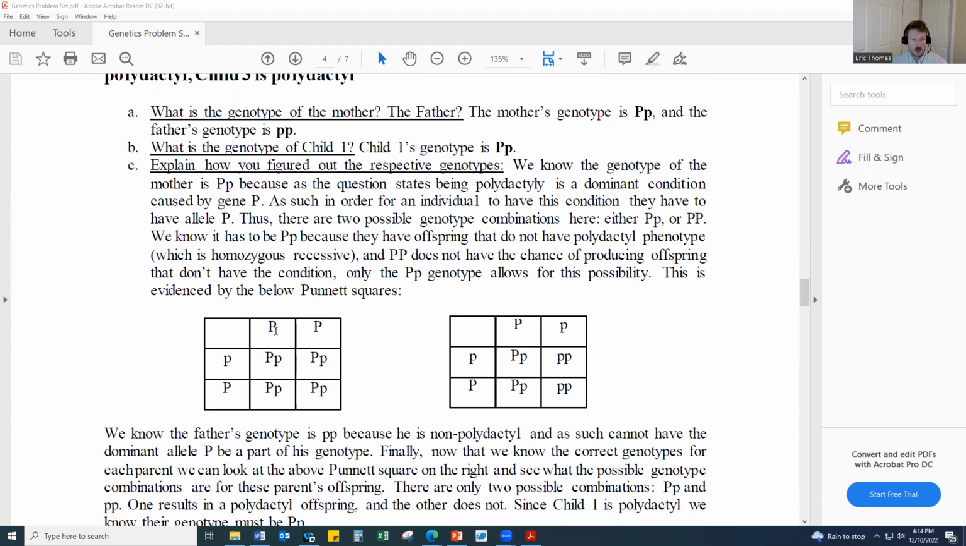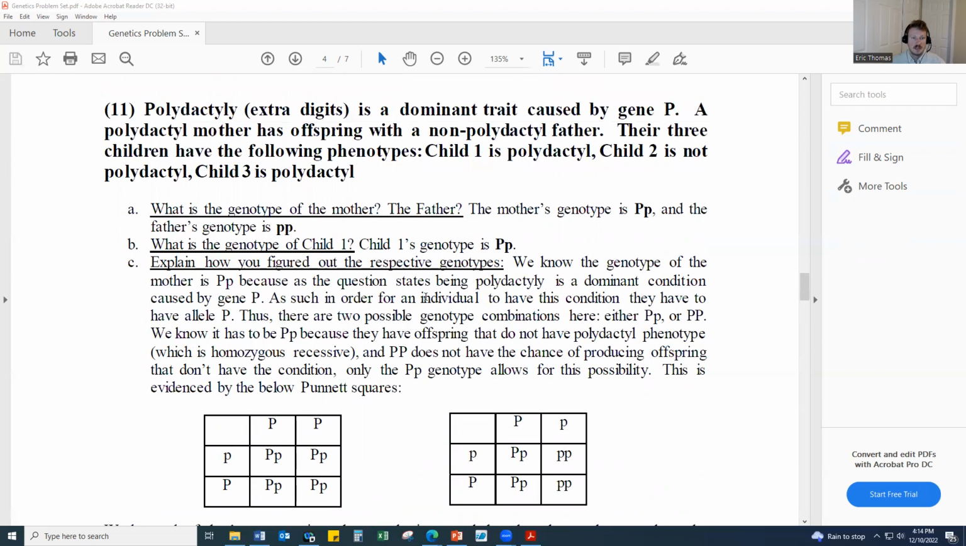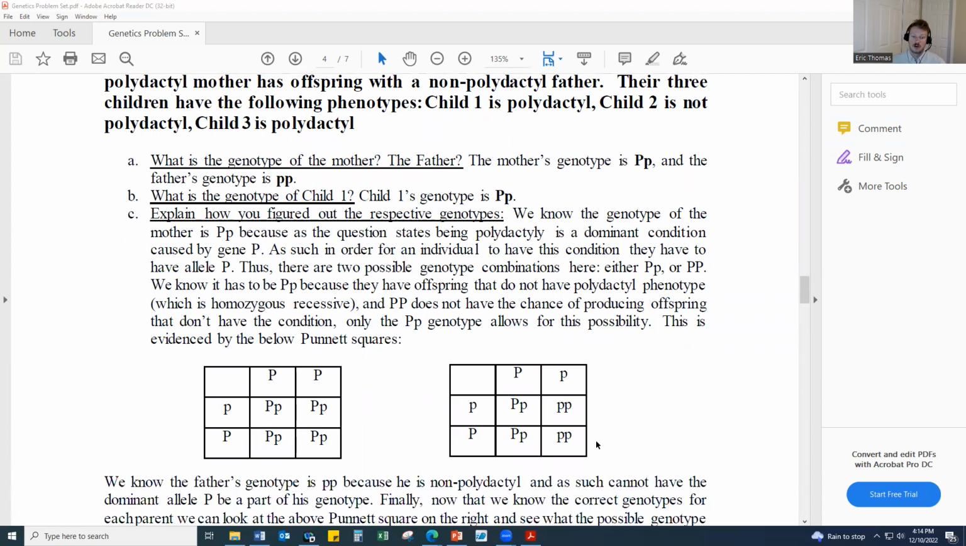So looking at this one to start with, this is where we assume the mother's genotype is both capital P. We can see that any possible outcome of this results in the child being polydactyl. There's no possibility here that an offspring is non-polydactyl, but the question shows that in fact one of the children is not polydactyl. So we look at our next Punnett square. This is one where the mother's genotype is heterozygous, right? Meaning that they have the dominant allele and then they have the recessive allele.